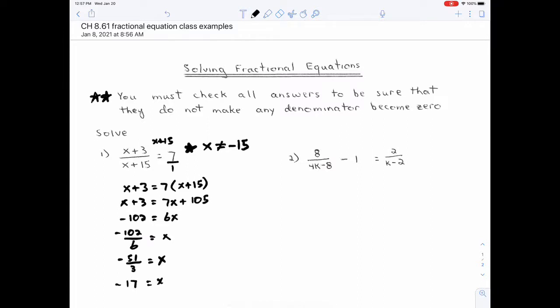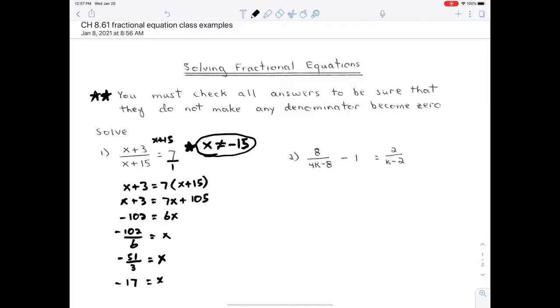Okay, does negative 17 make any denominator become zero? No. So we're okay. So this is your answer: x is negative 17.